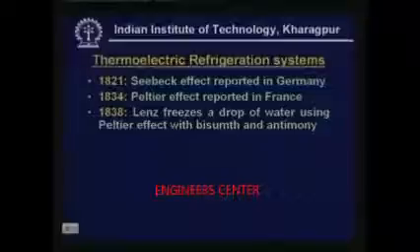Using the Peltier effect, Lenz actually demonstrated it by freezing a drop of water in 1838, and he used bismuth and antimony as the materials.